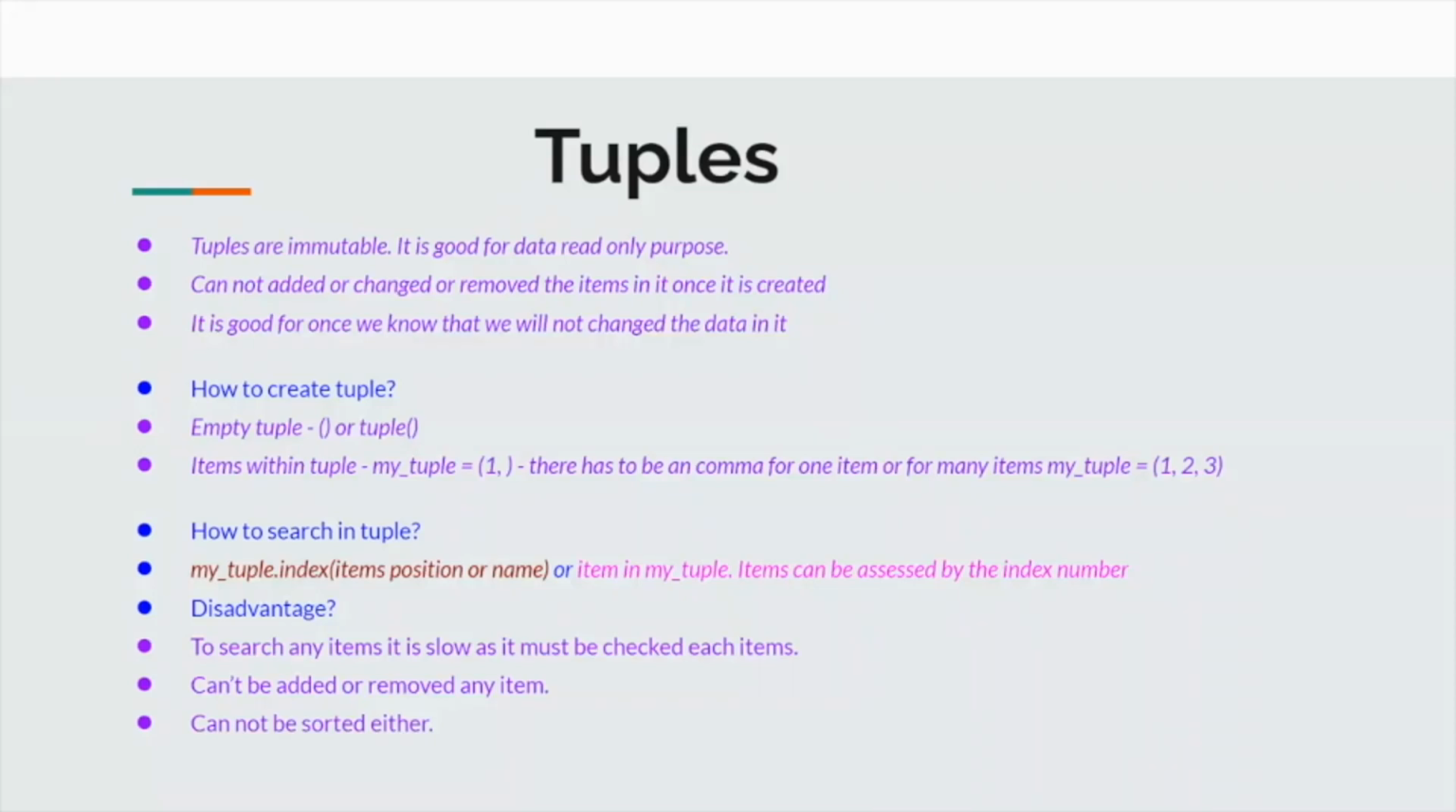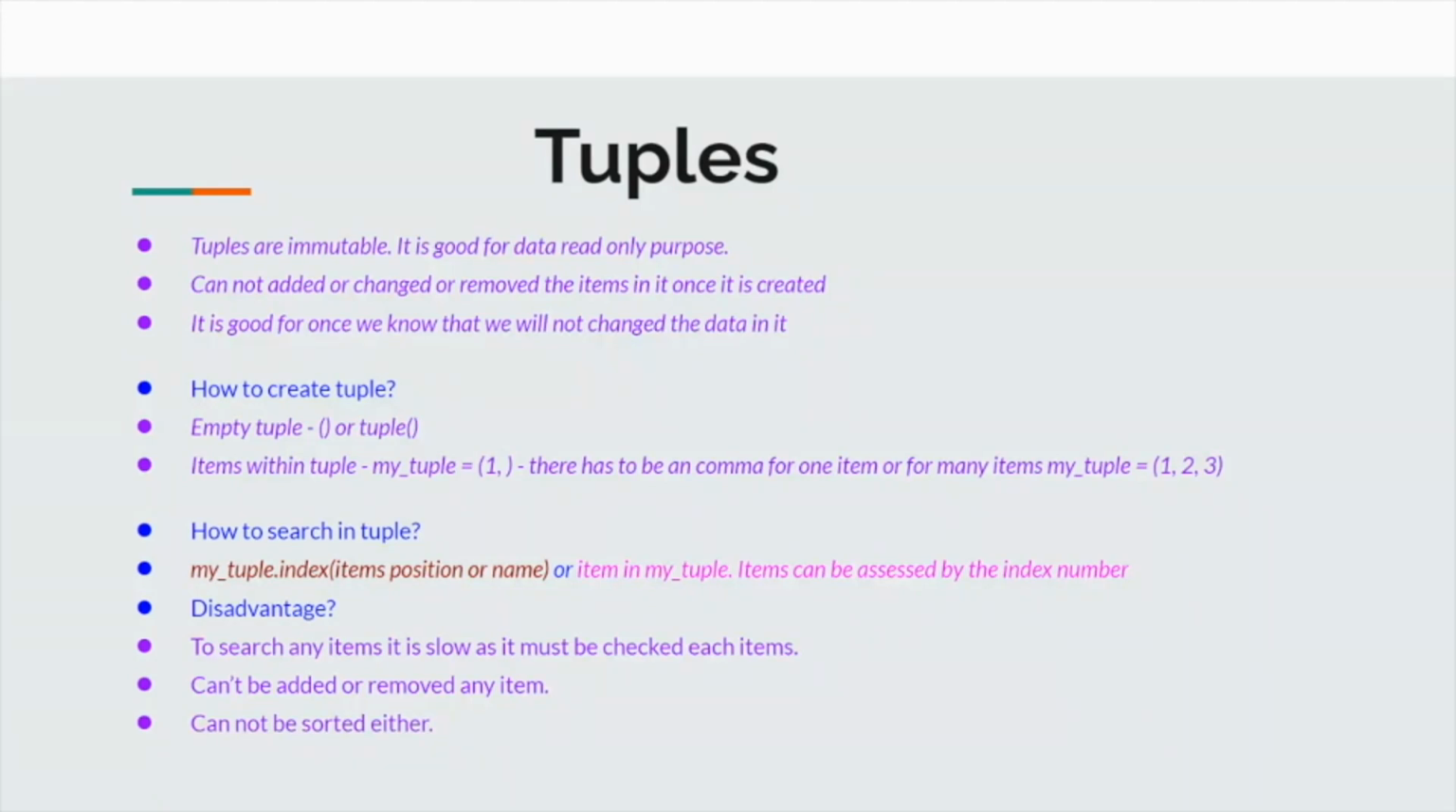In the last video we talked about lists, and so far we have covered quite a lot about lists. Now in this video we'll do tuples, another data structure. So tuples are immutable. What does that mean? Once you create it, you cannot change it.